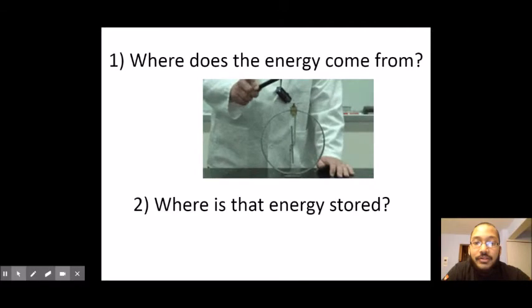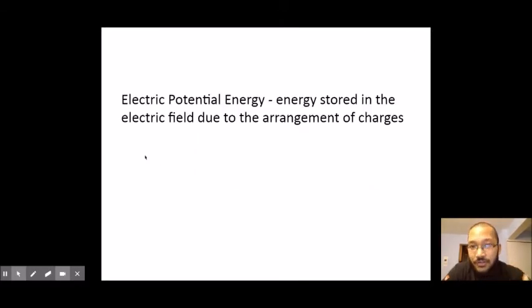When the person rubs the rod on the fur, they are creating an arrangement of charges, and there is energy associated with that arrangement of charges. That's the basic gist of it. So diving deeper, what is the difference between a high energy arrangement and a low energy arrangement? Let's build on an analogy to gravity.